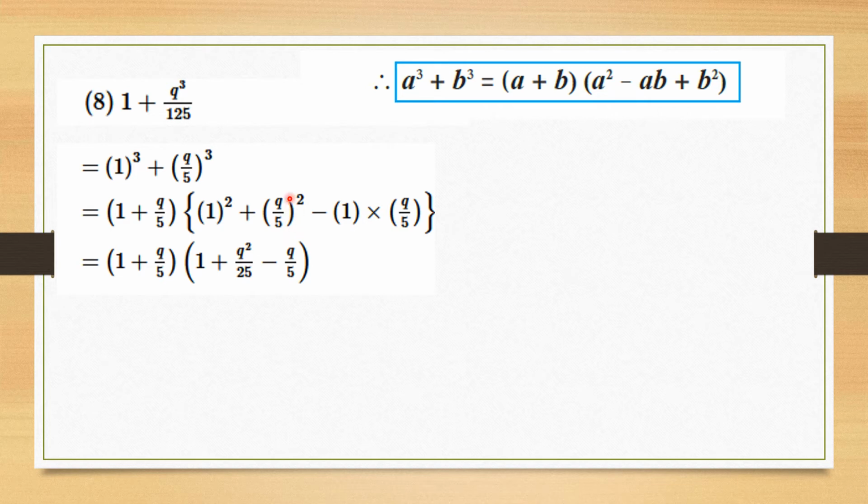So you can distribute the square to the numerator and the denominator. So it becomes q square upon 5 square, and we know 5 square is 25. That is why we have 25 in the denominator. Minus 1 into q upon 5 will be q upon 5 itself. So the final answer is (1 plus q upon 5) into (1 plus q square upon 25 minus q upon 5).